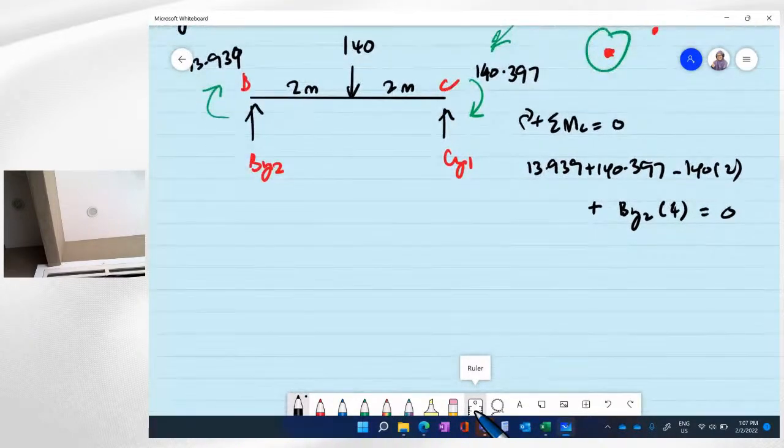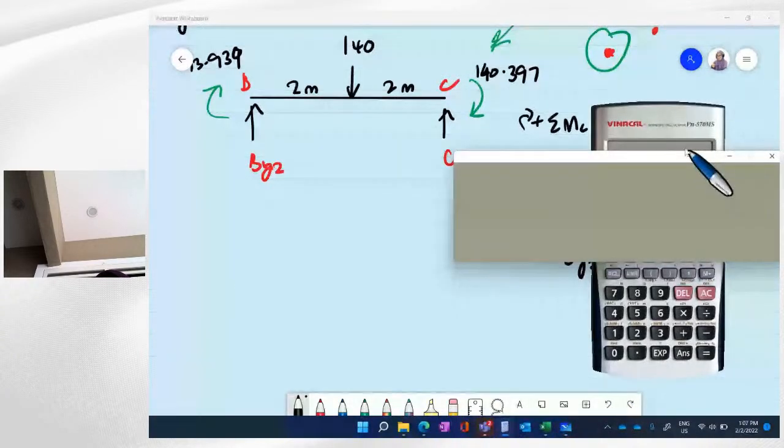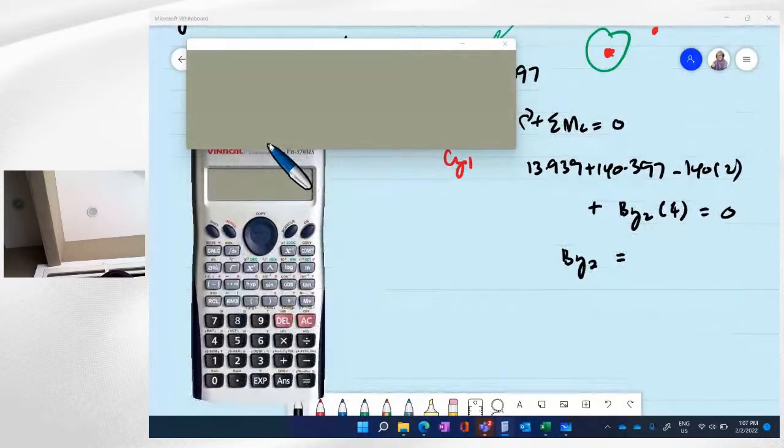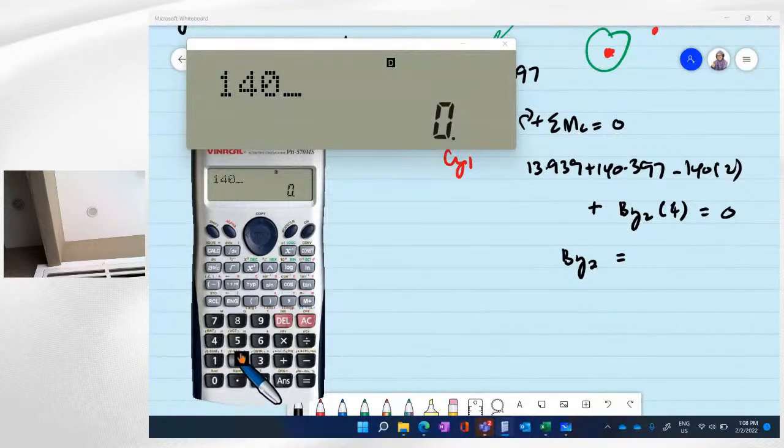Okay, from this we get BY2 equal to, what do we get? Okay, it is 140 times 2, or 280.